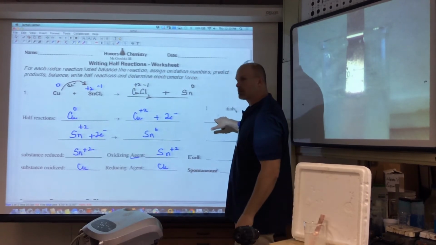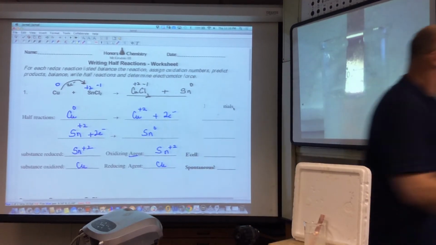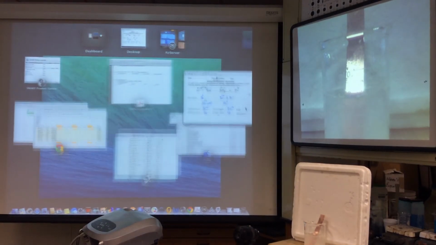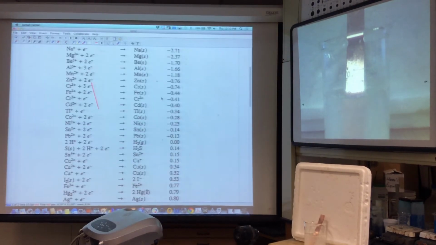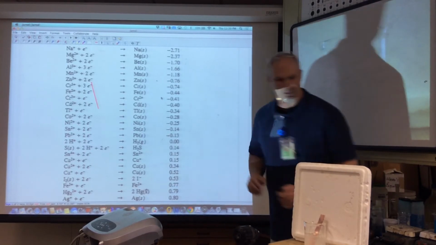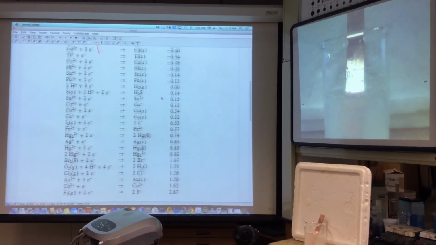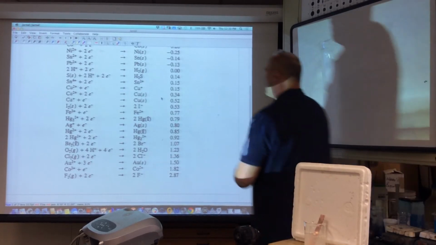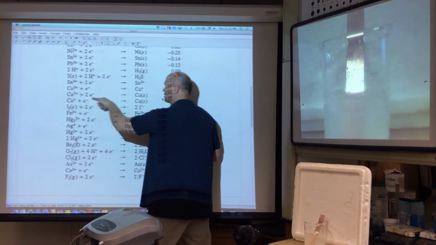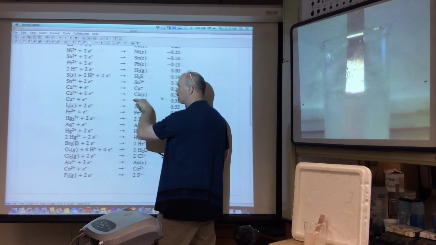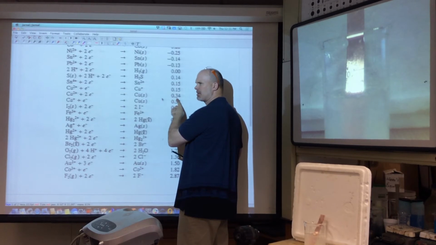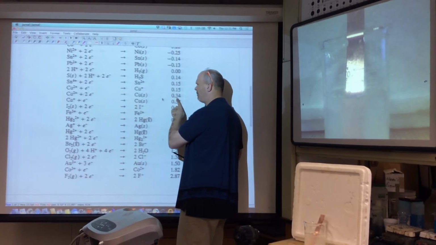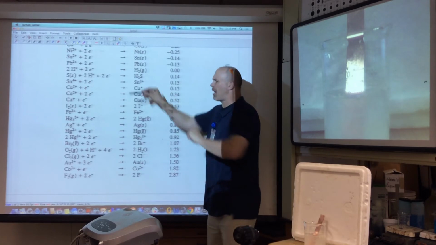Let's go find the volts for copper oxidizing. So now I go to my table and I'm going to find copper. Copper oxidizing is right here. Copper oxidizing to 2 plus would be going this way, correct? So what do I do with the charges? This would be negative 0.34, which means it doesn't go that way. It's climbing uphill. So negative 0.34 that way.